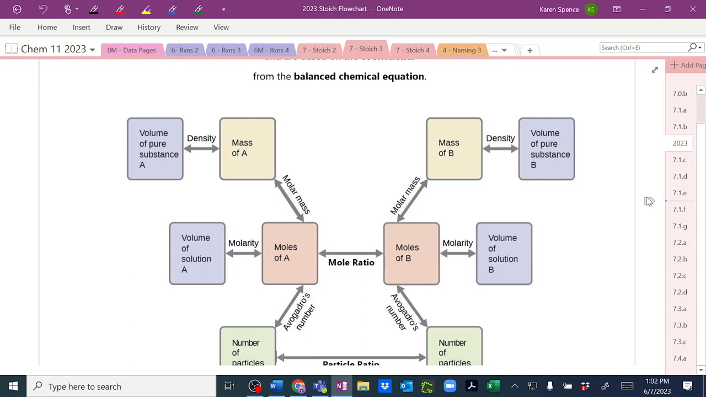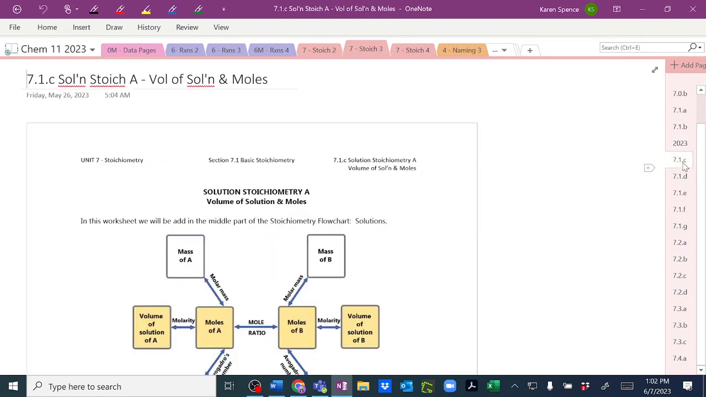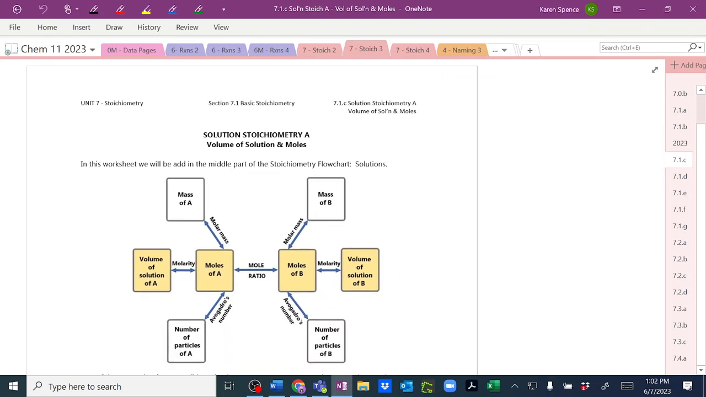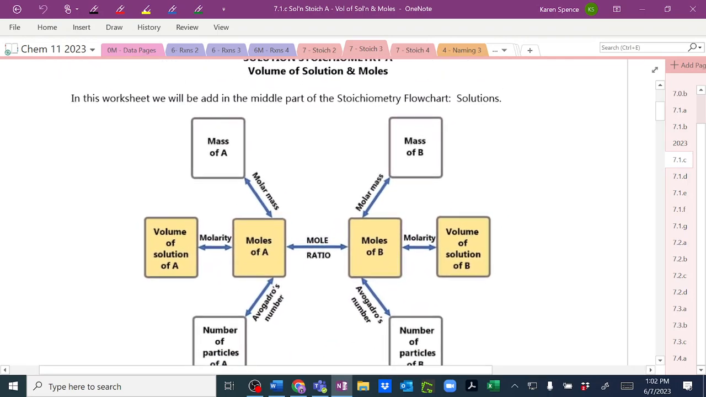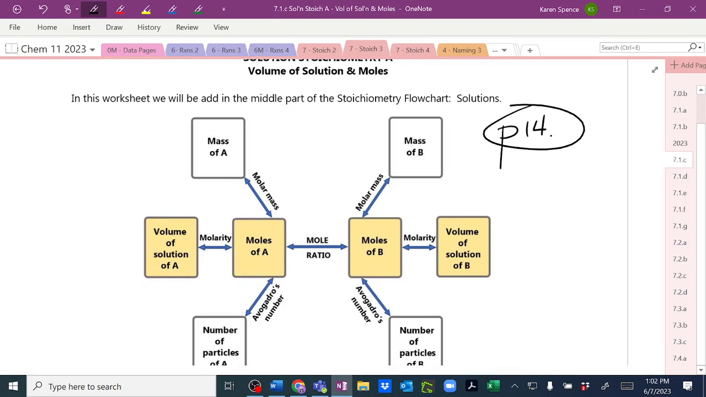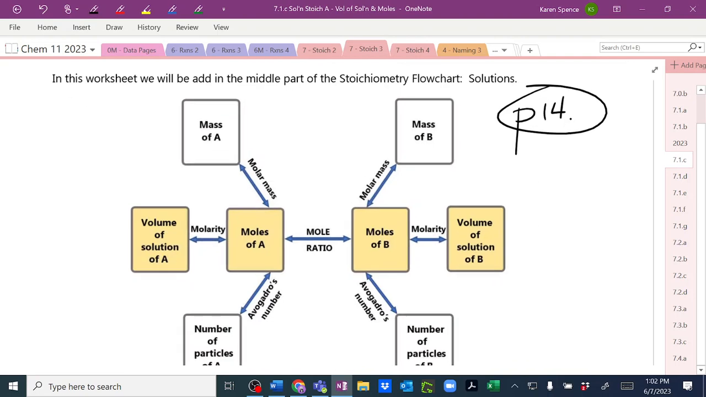We will be referring to it fairly regularly. We are going to go to, I think it's 7.1c. Yes, it is. So this is on page 14, 1-4. All right, and last day you did some math using the molar mass. Today we're going to be focusing on that middle part of the chart.